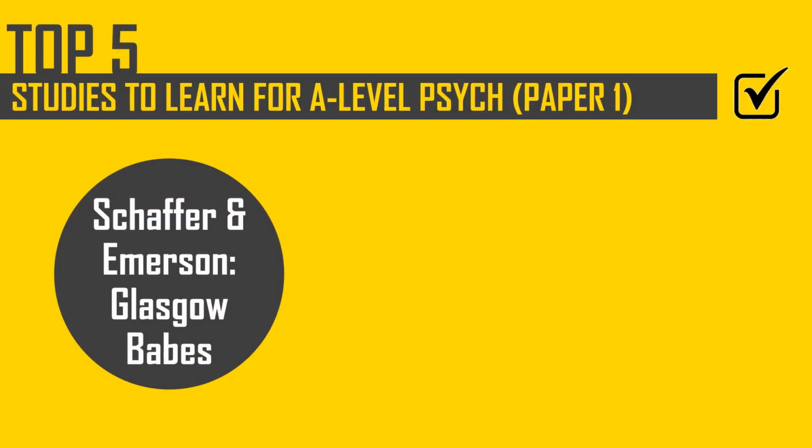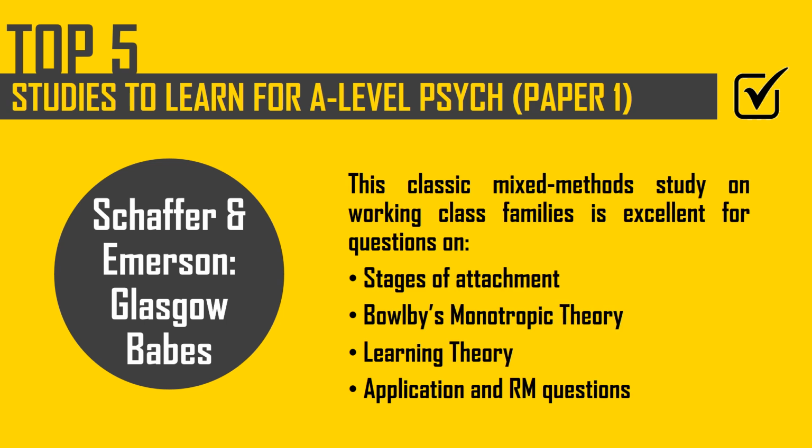Pick number 1 has got to go to Schaefer and Emerson. Yeah, their Glasgow Babe study in the 1960s on working class families. Mixed methods, bit of self-report, bit of observation, but it's so useful in paper 1. You can use it to evaluate the stages of attachment. Those stages partially came from that Glasgow Babe study, so you can use it as a strength in terms of research support, or the fact that it's based on empirical data, observations, that sort of thing.